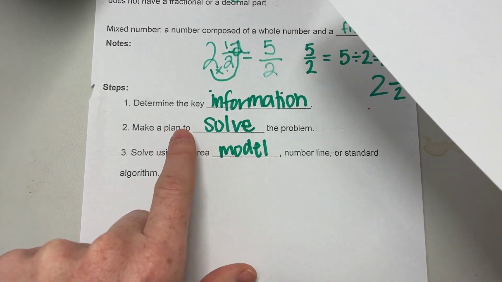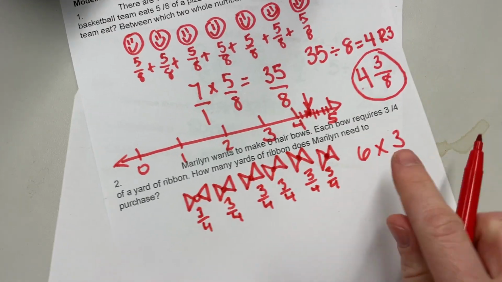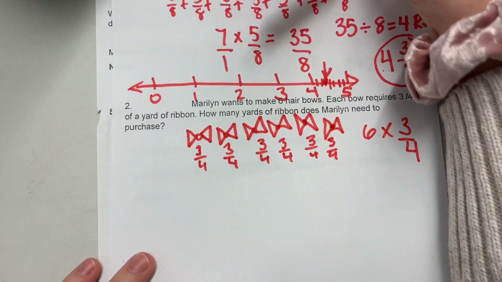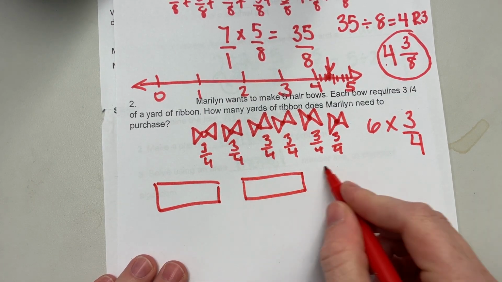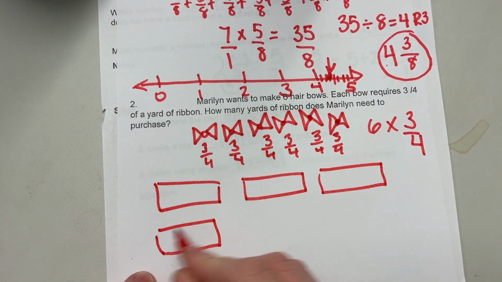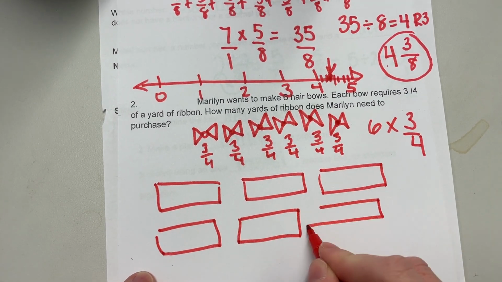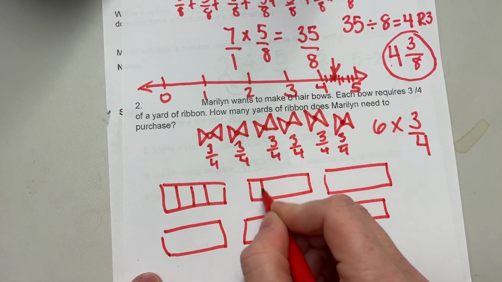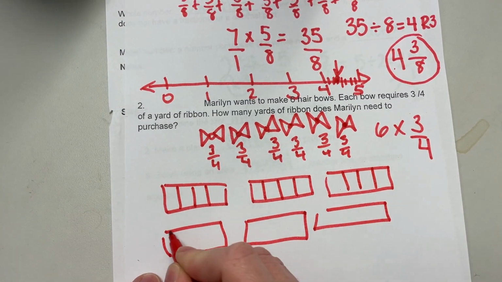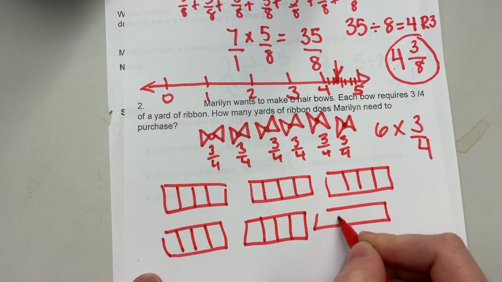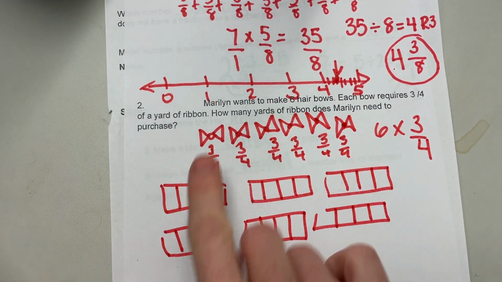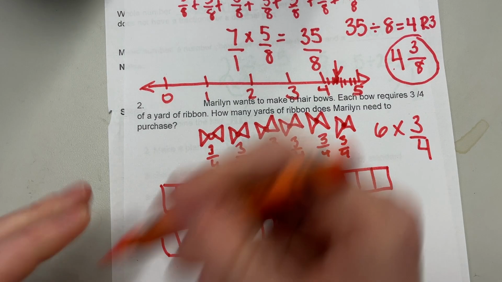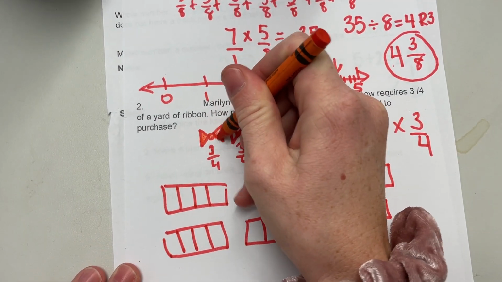I'm going to solve using the area model. So now I'm going to solve. I know 3/4 is close to 1, so 1 times 6 is 6. So I'm going to draw 6 area models, and I'm going to split them up into 4s. And then I'm going to get out my different colors. I'm going to shade in for this first bow. This first bow is going to be orange. I have to shade in 3/4 of it.